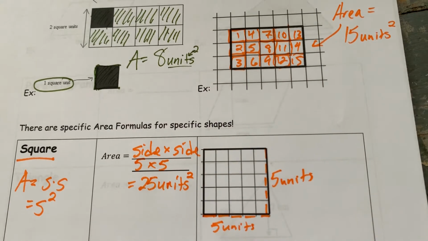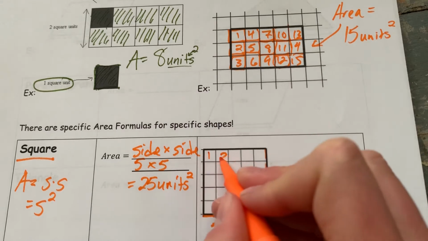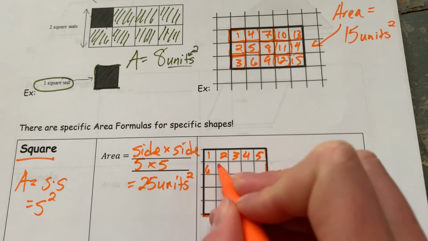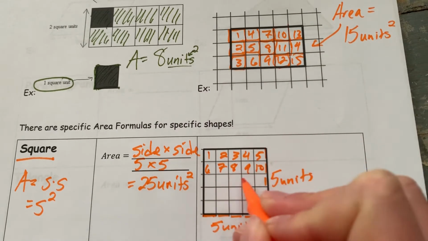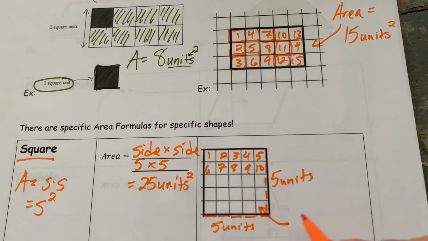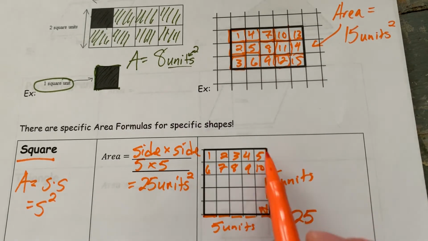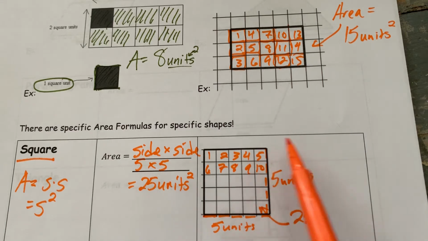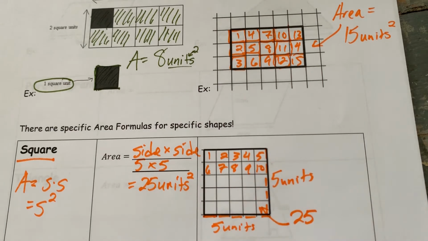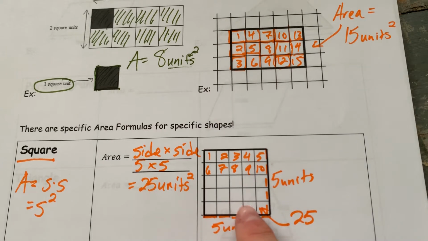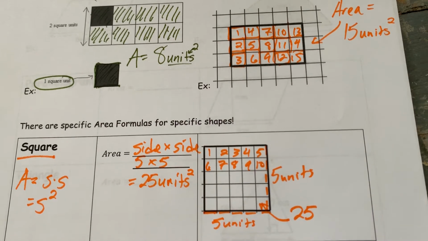Now I want to again relate this to the actual meaning. That means there are 1, 2, 3, 4, 5, 6, 7, 8, 9, 10, 11, 12, 13, and so on, a grand total of 25 of these squares that can fit into the larger square. So that is the area, because that's the amount of space that this square takes up on the inside.